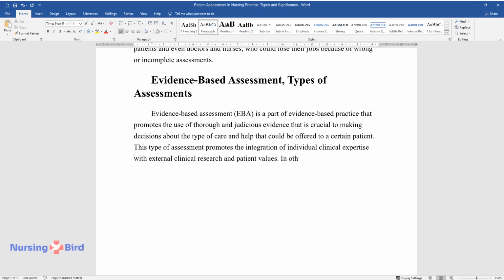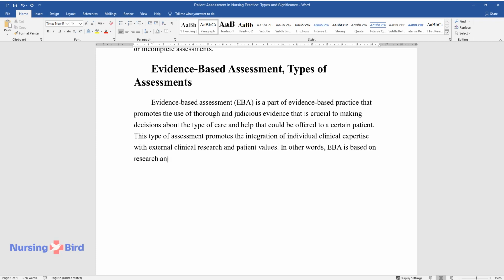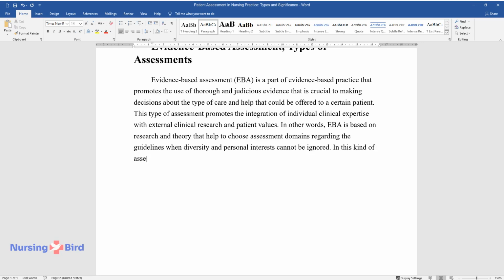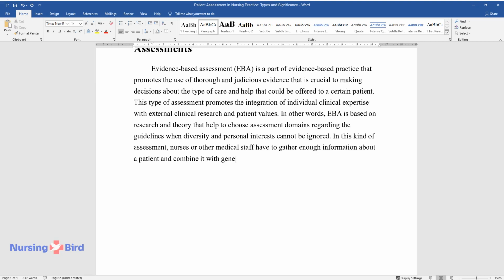In other words, EBA is based on research and theory that help to choose assessment domains regarding the guidelines when diversity and personal interests cannot be ignored. In this kind of assessment, nurses or other medical staff have to gather enough information about a patient and combine it with general facts and aspects.